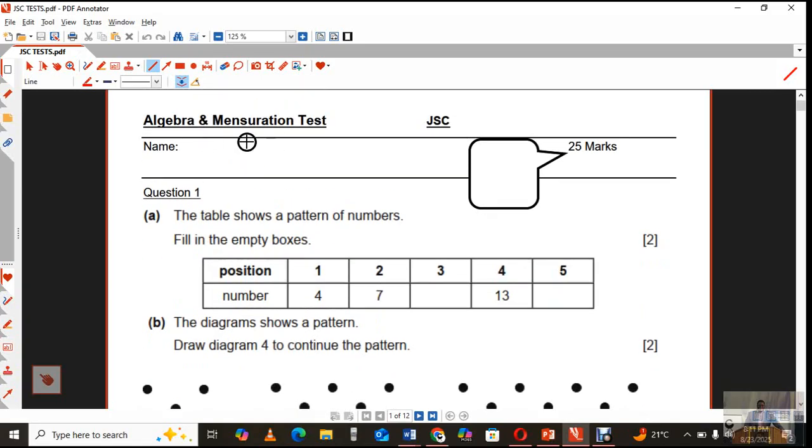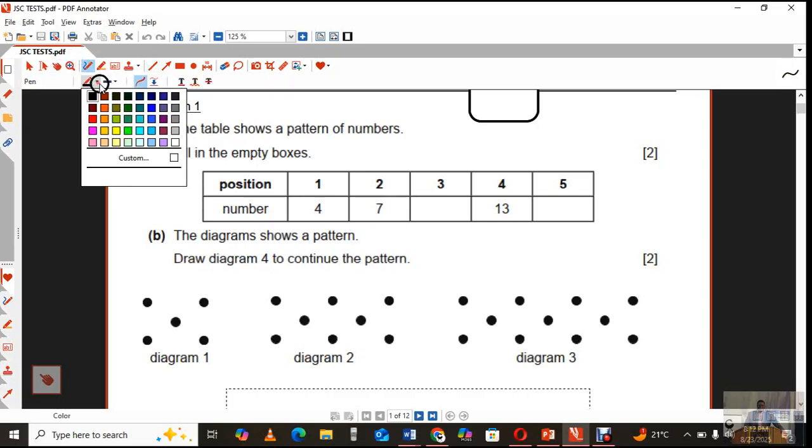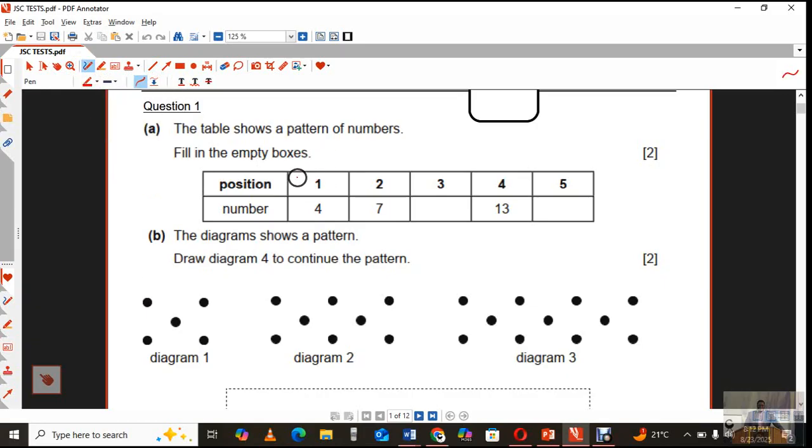So I have a lot of algebra and mensuration questions here. The first one obviously involves a bit of sequences, and you can see a pattern of numbers. What we are looking for in this case is to fill in the missing numbers, the empty boxes. If you take 7 and take away 4, you'll get 3. So to get the next one, you'll just be adding 3. Also in this case you'll be adding 3 to 13, and those are the missing numbers. As you can see, the pattern follows that they are adding 3 every time.